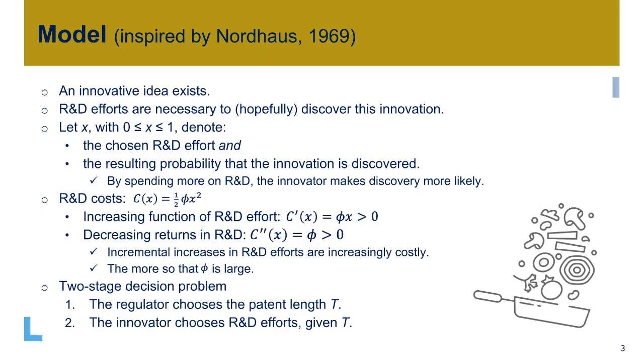The timing is a simple two-stage game. In stage 1, the regulator chooses the patent length, t. In stage 2, taking t as given, the innovator chooses her R&D effort. Our goal is to understand how t affects the innovator's incentives and overall welfare.